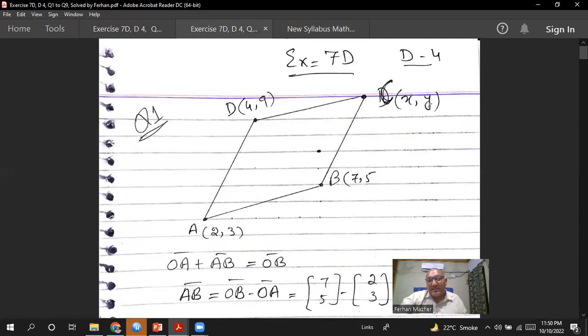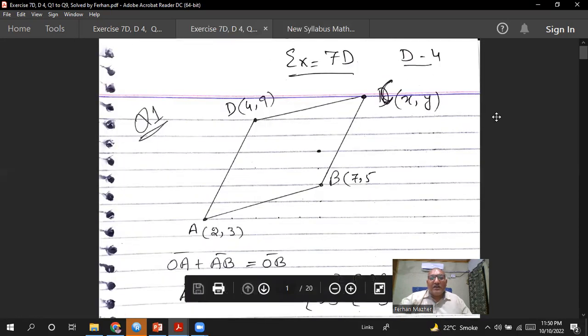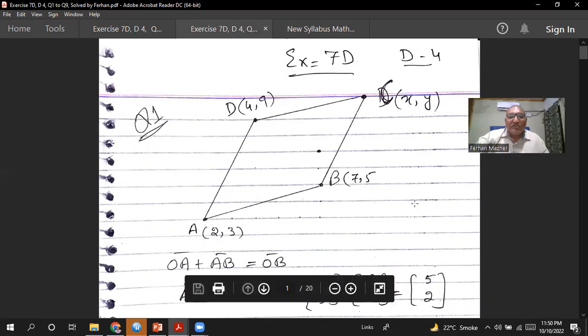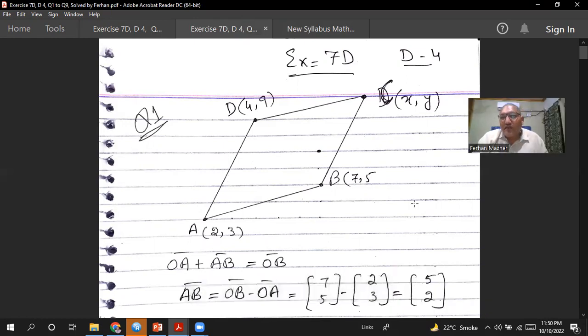C has coordinates (x, y). We have supposed this, and I will try to find it out. So first of all, I will find the column vector form of AB. You know, according to position vectors, OA plus AB equals OB. So AB will be equal to OB minus OA. So OB is (7, 5) in the column vector, minus OA, which is (2, 3) in the column vector.